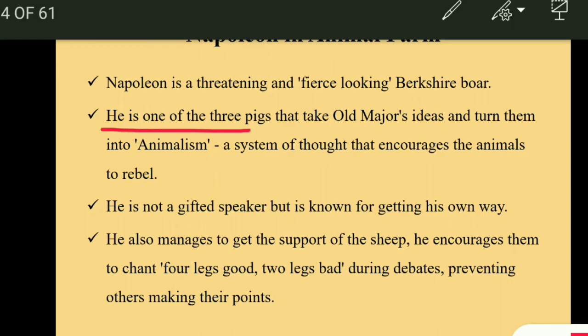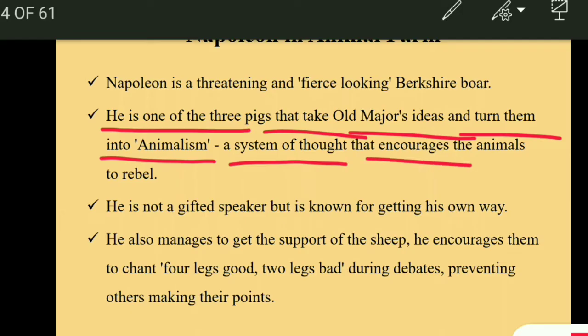He is one of the three pigs that take Old Major's idea and turn it into animalism, a system of thought that encourages the animals to rebel. So here, animalism was established by Napoleon, okay? And these animals are instigated to rebel against the nation or the organization.